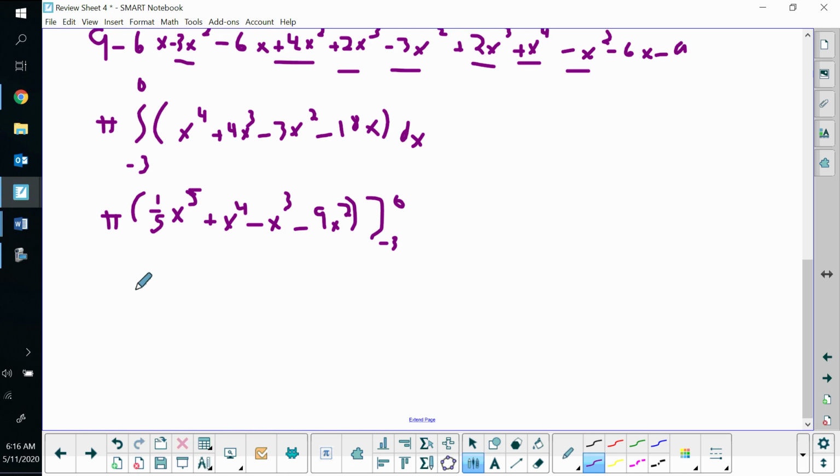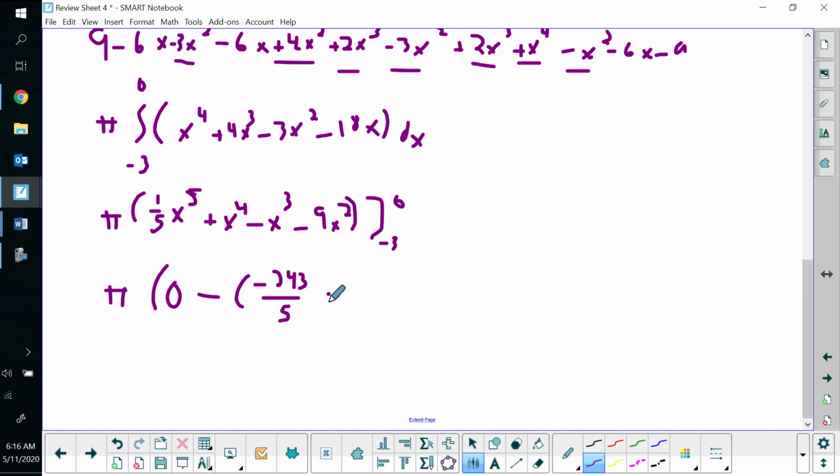Now, there's a common mistake people make here. We have to be real careful. When we sub in 0, we get 0, but then it's minus whatever we get back for the negative 3. So negative 3 to the 5th is going to come back negative, so we'll have negative some number over 5. 3 cubed is 27, times another 3 is 81, times another 3 is 243. So we got minus 243 over 5.